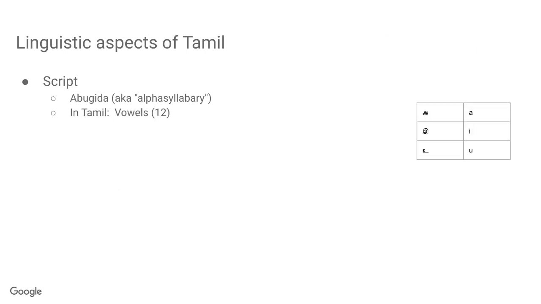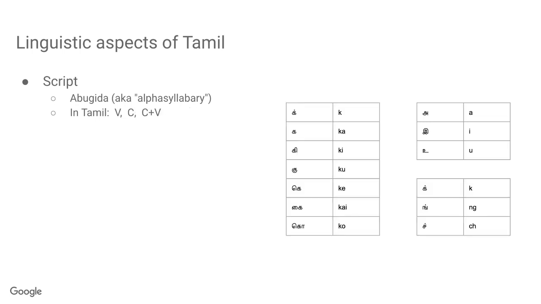Tamil has 12 vowels. Here are a few. There are 18 consonants, and every pair of consonant and vowel creates a new letter, which adds 216 letters.